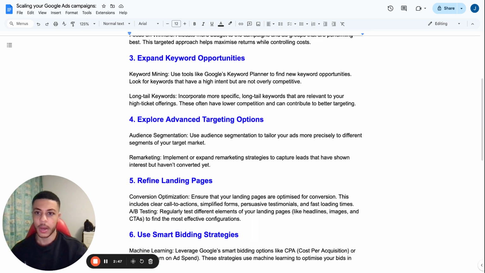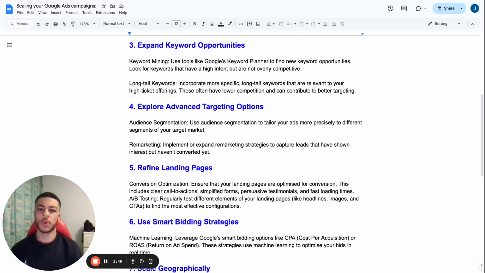So number four would be to explore advanced targeting options such as audience segmentation. You want to use audience segmentation to tailor your ads more precisely to different segments of your target market. You can also use things like remarketing. So you want to implement or expand remarketing strategies to capture leads that have shown interest but haven't converted yet.